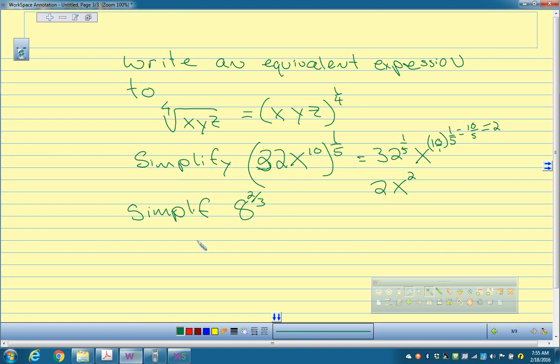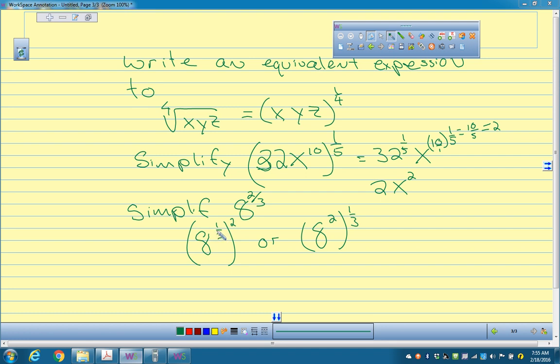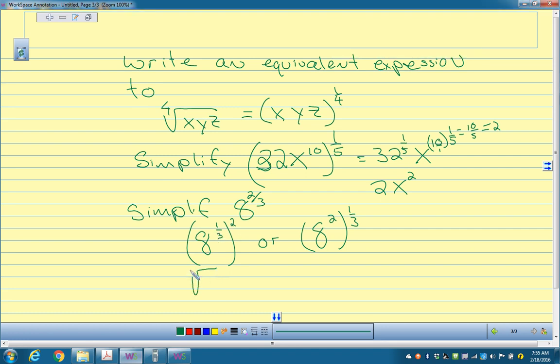There's a couple different ways you can think about this. You can think about this as 8 to the 1/3 power raised to the 2 power. Or you can think about this as 8 to the 2 power raised to the 1/3 power, because it doesn't matter which order you multiply 1/3 and 2 in. What's 8 to the 1/3 power? That's the same as the cube root of 8, and then you're going to square it. This is the same as 8 squared, 64, and then you're going to take the cube root of 64.